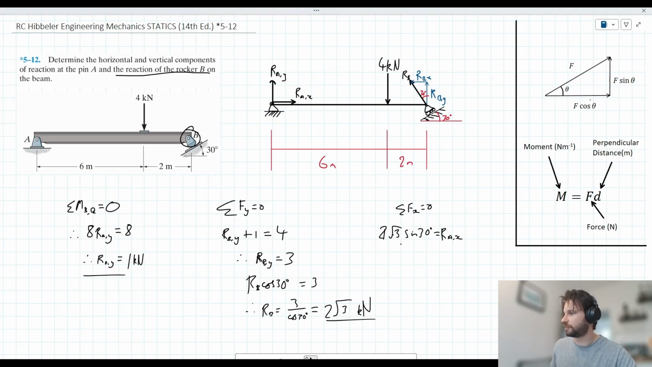And we've got a nice neat equation here that you could just put 2 root 3 sine 30 into a calculator. And I happen to know that sine 30 is equal to a half, so we could say, therefore, RA comma X is equal to root 3 kilonewtons. And those are our solutions.